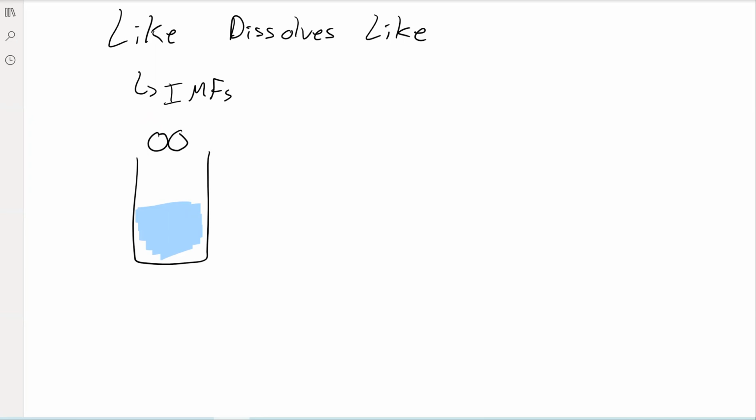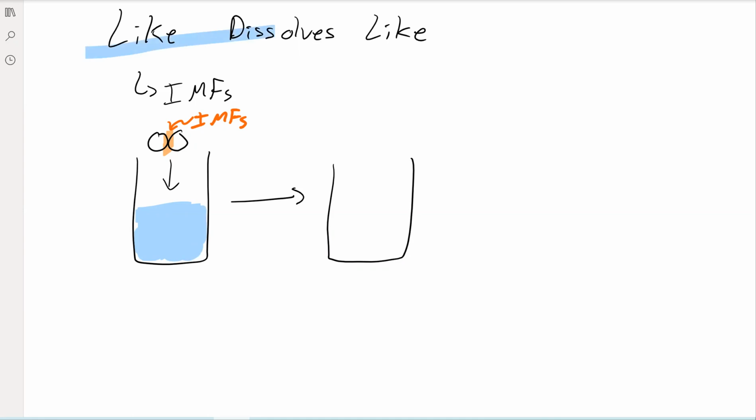And as we know, there's intermolecular forces keeping these things together. And so when we drop them, the question is, can we break those intermolecular forces and form new intermolecular forces? And the answer to that depends on the properties of the solute and the solvent. If they are very similar to one another, they will dissolve, hence like dissolves like.